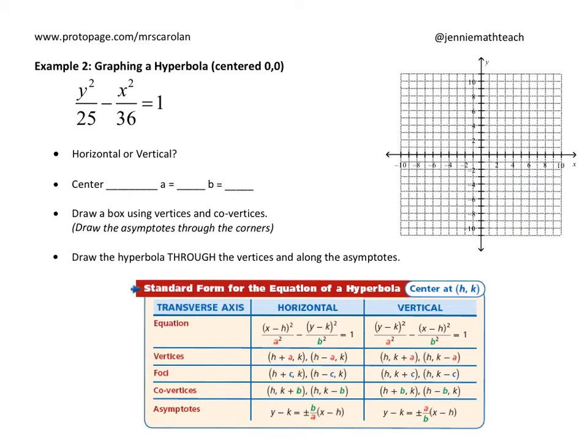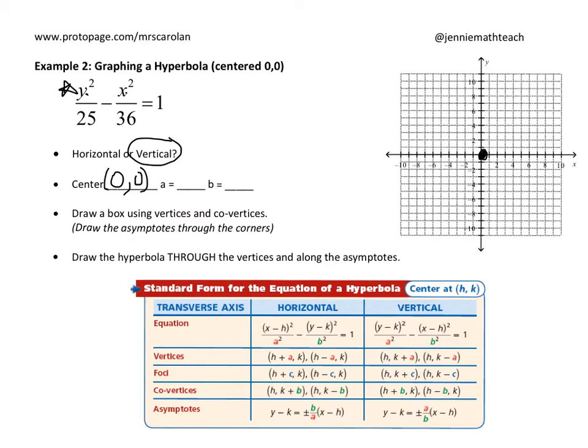The first thing we're going to decide is, is this horizontal or vertical? Since the Y is first, this will be vertical. We need the center. The center is whatever is subtracted from the X and the Y, and there aren't any numbers there. So our center is at 0, 0. Let's go ahead and plot that.